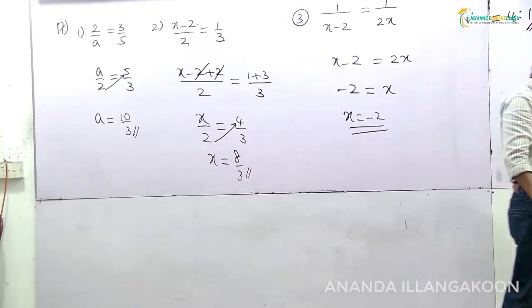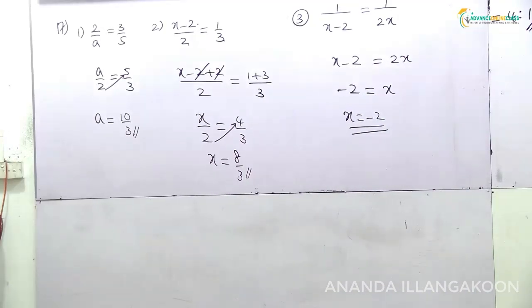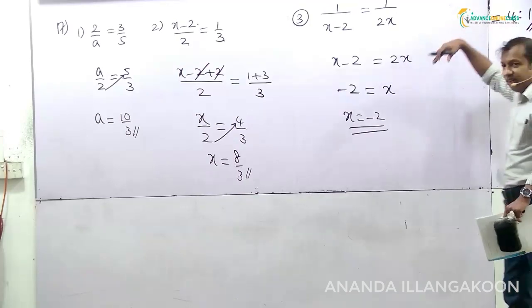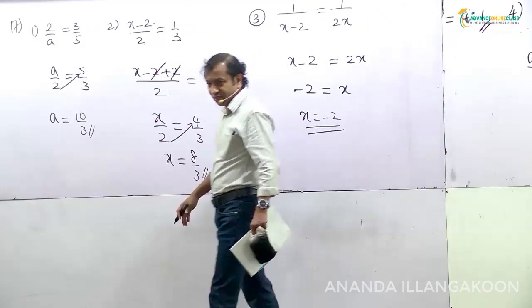It's the fourth one we did. So therefore, that's the end of the proportion. These properties will be very useful in future simplifications.